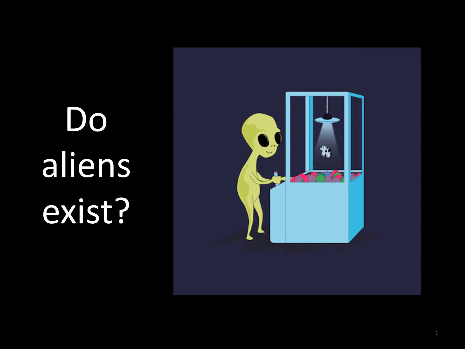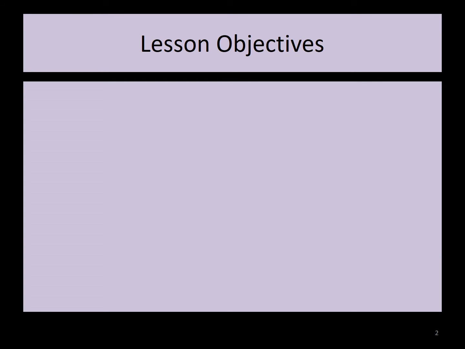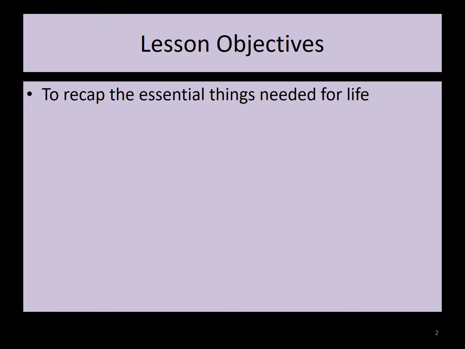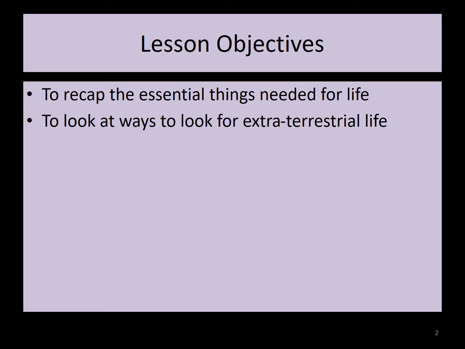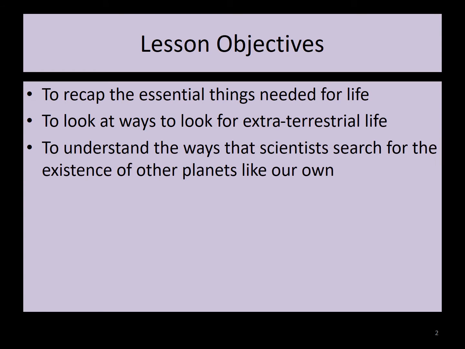For this lesson, we're just going to consider whether or not aliens exist. So we're going to look at a few things that we need to talk about to answer the question of whether aliens exist. So your objectives for this lesson, we're going to recap the essential things that are needed for life. We're going to look at the different ways that we can look for extraterrestrial life. And then we're going to understand the ways that scientists search for the existence of life on other planets.